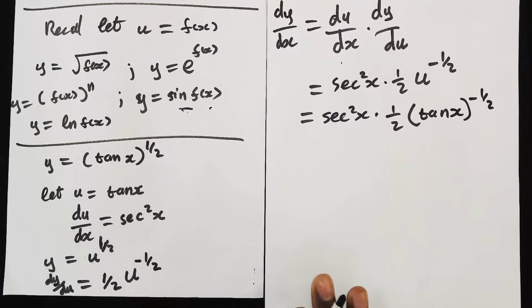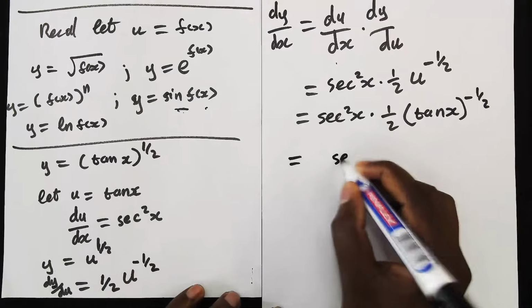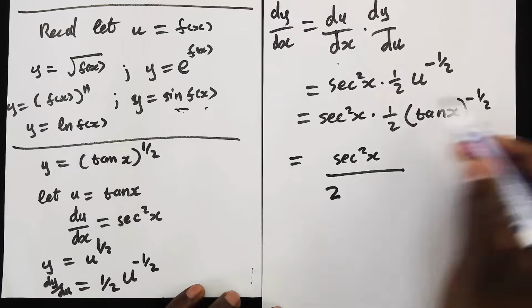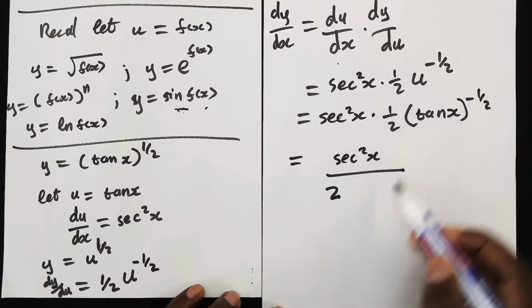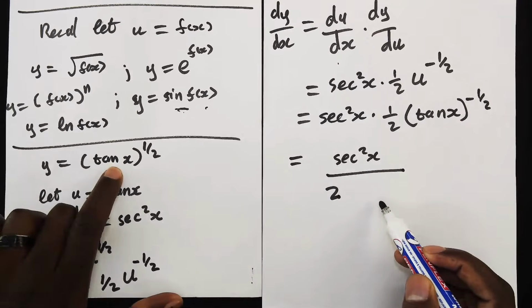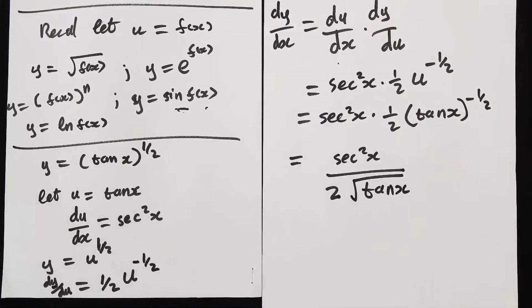So if you are required to leave your answers in positive exponent form, please don't forget, it equals sec squared x all divided by 2. I hope you see this is a negative exponent. Take it to the denominator. It becomes a positive tan to the power of half. And tan to the power of half, we said, is root tan x. So change it to a positive exponent. So it's sec squared x all divided by 2 root tan x. Change the negative half there to positive. Okay, I hope that is clear.